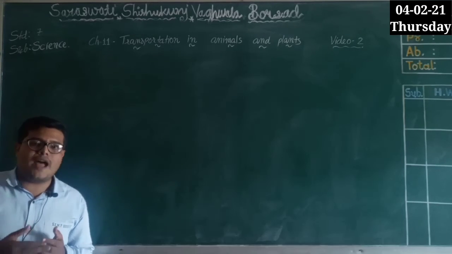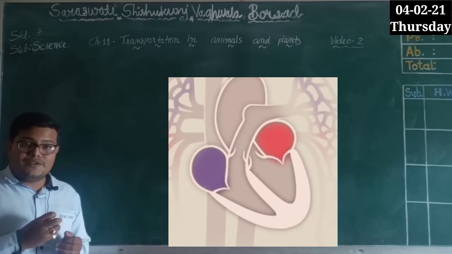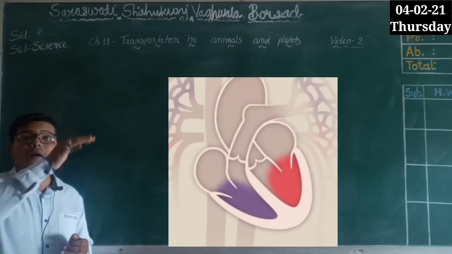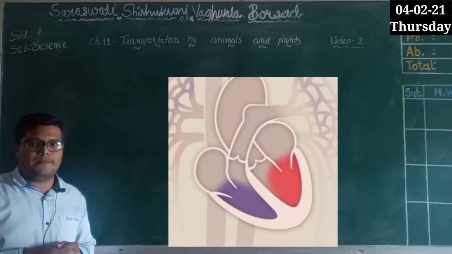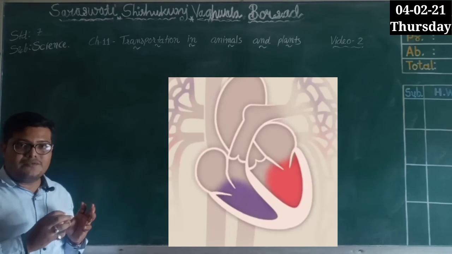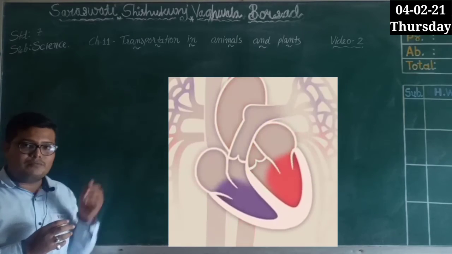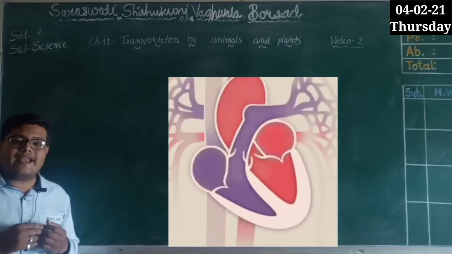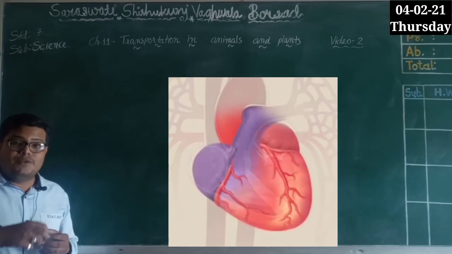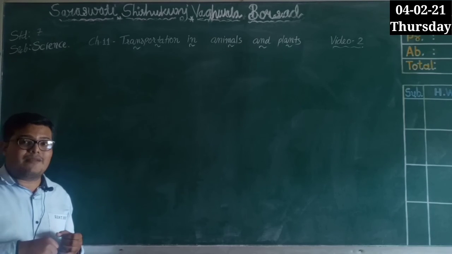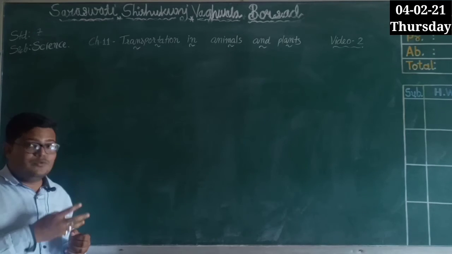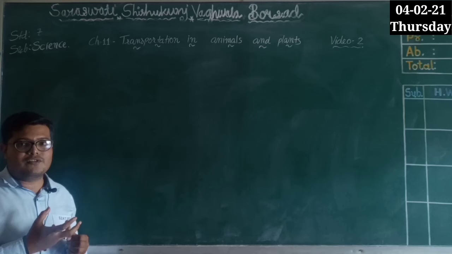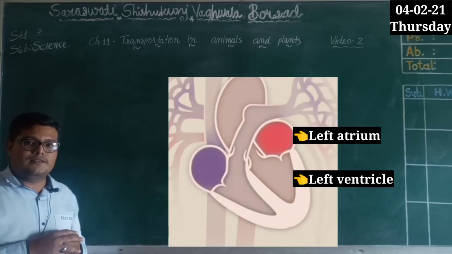And then we learned how it carries oxygen rich blood inside, and then pumps it into the whole body. It will collect the oxygen rich blood from the lungs, and then pump it to the whole body. And if we talk about the right chambers of the heart, it will collect the carbon dioxide rich blood from the body into the heart, and pump it into the lungs. The heart will pump that carbon dioxide rich blood into the lungs.